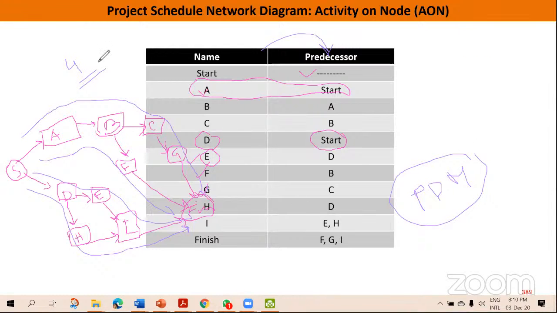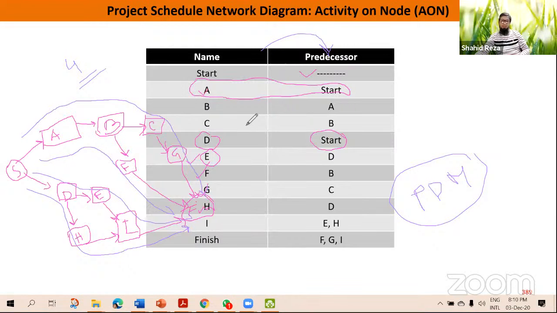Reza bhai, in that case, without drawing the diagram, can we take an inference? Is it possible? No, or will I have to invest time over here? Yeah, you have to invest time over here. Otherwise, you may make a mistake. Okay. So it is always better to draw this.